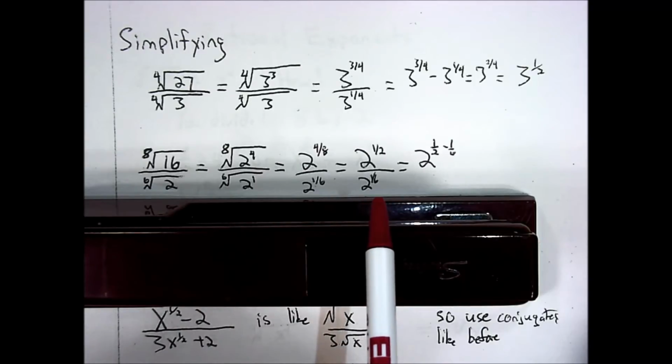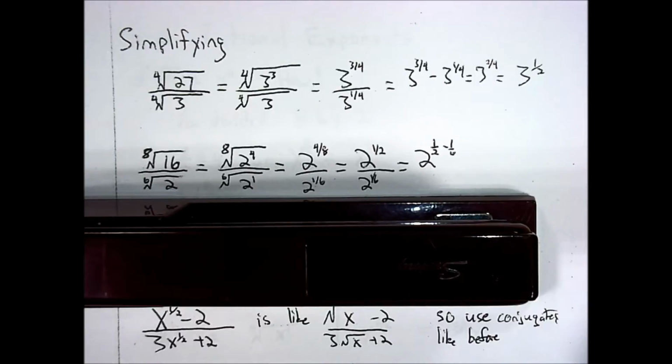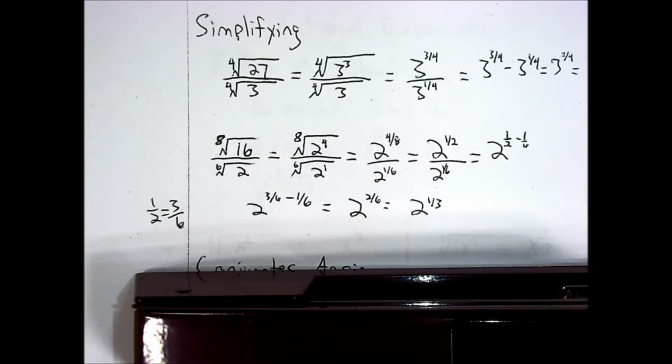We're going to subtract our exponents. 1/2 minus 1/6. Think back to junior high, kids. Got to have a common denominator. So 1/2 I could rewrite as 3/6, and now I can subtract, and get 2 to the 2/6, which is 2 to the 1/3 power. So it all worked out in the end.